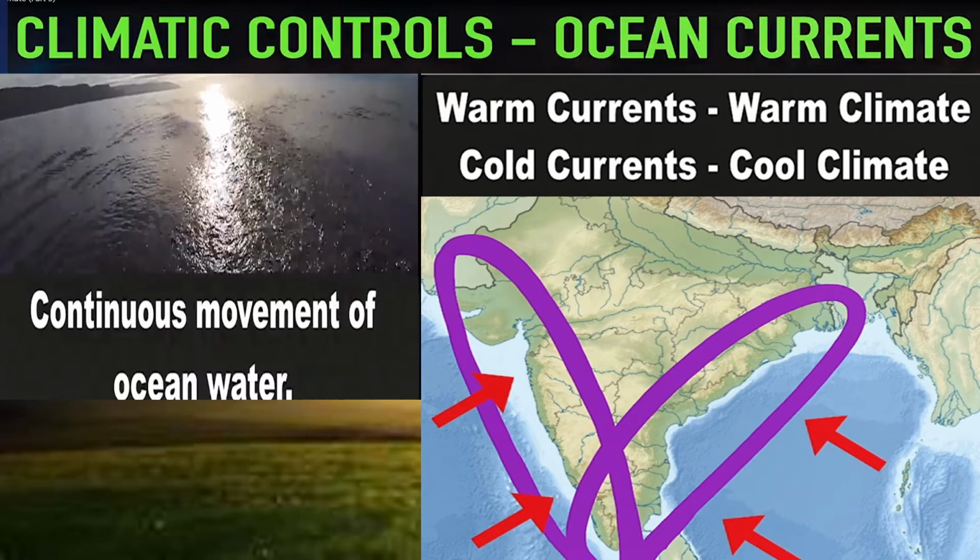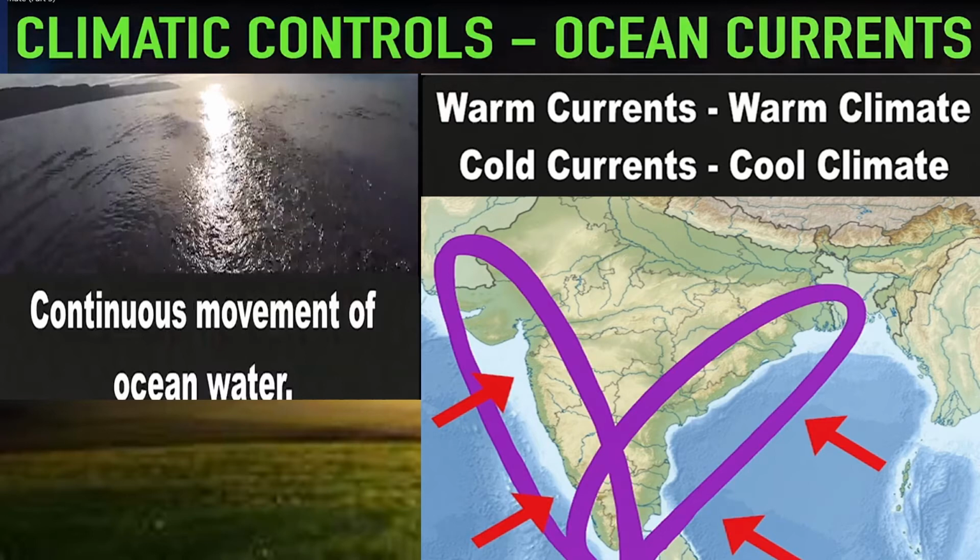Warm currents are those currents that blow from the equator towards the pole. And when they blow from the equator to the pole, they carry warm or hot air. So obviously those places are getting a warm climate.